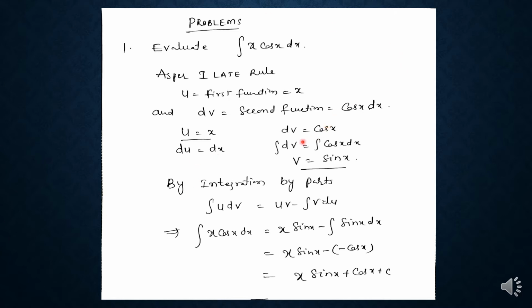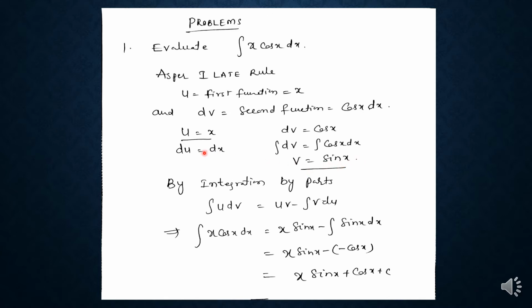On the other side, now take the second function. dv is equal to cos x. By integrating dv, we will get v. Integral dv is equal to cos x dx. v is equal to integral cos x dx, which is sin x.